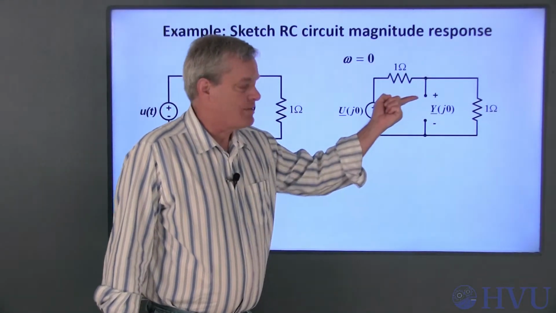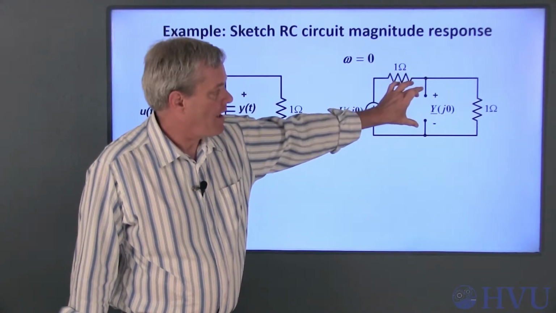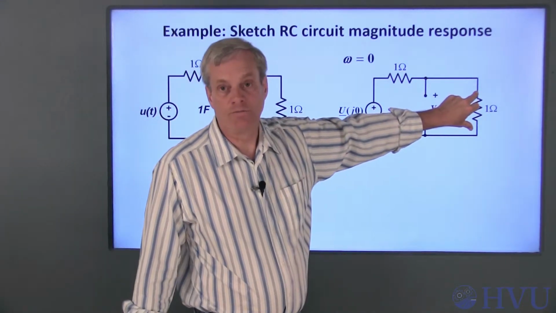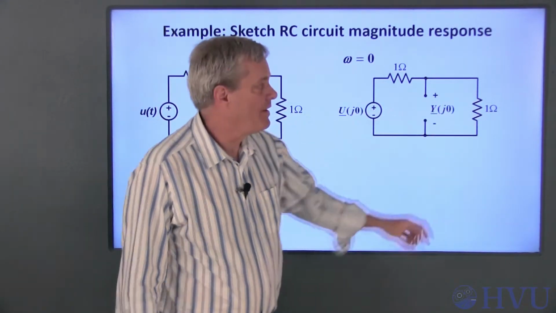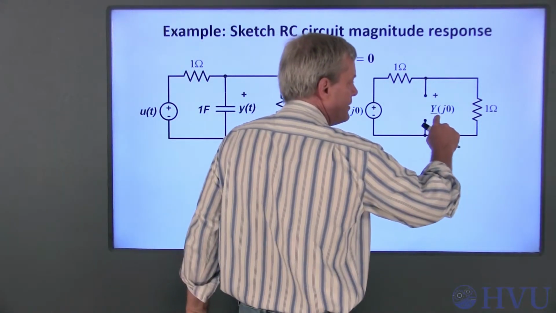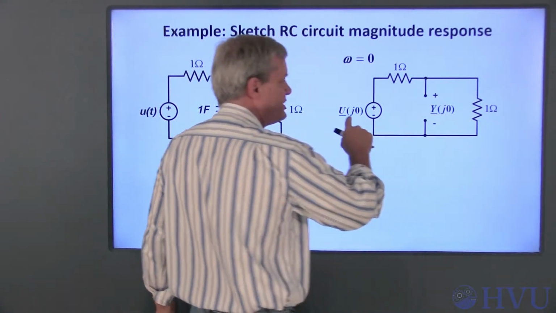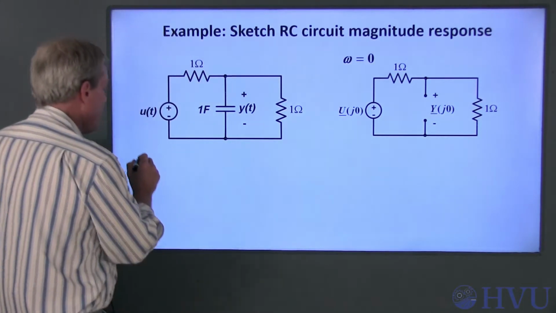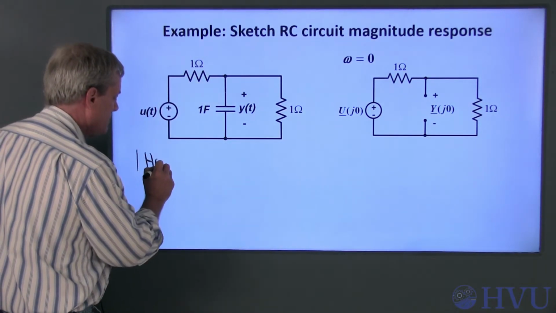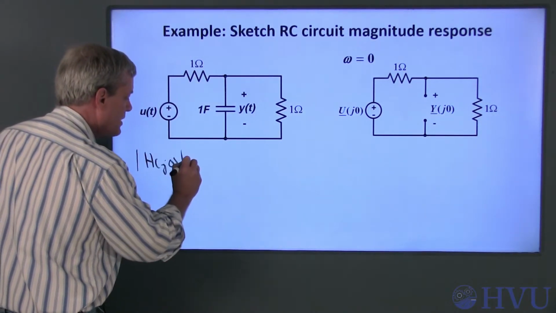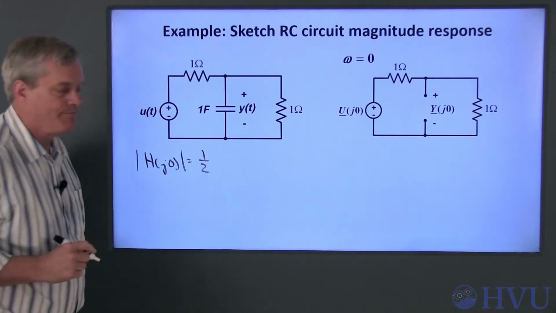At low frequencies, the capacitor looks like an open circuit, and our voltage here is the same as the voltage across this 1 ohm resistor. This becomes a voltage divider, so Y at j0 is half of U at j0, and the magnitude response at 0 frequency, magnitude of H of j0, is equal to 1/2.